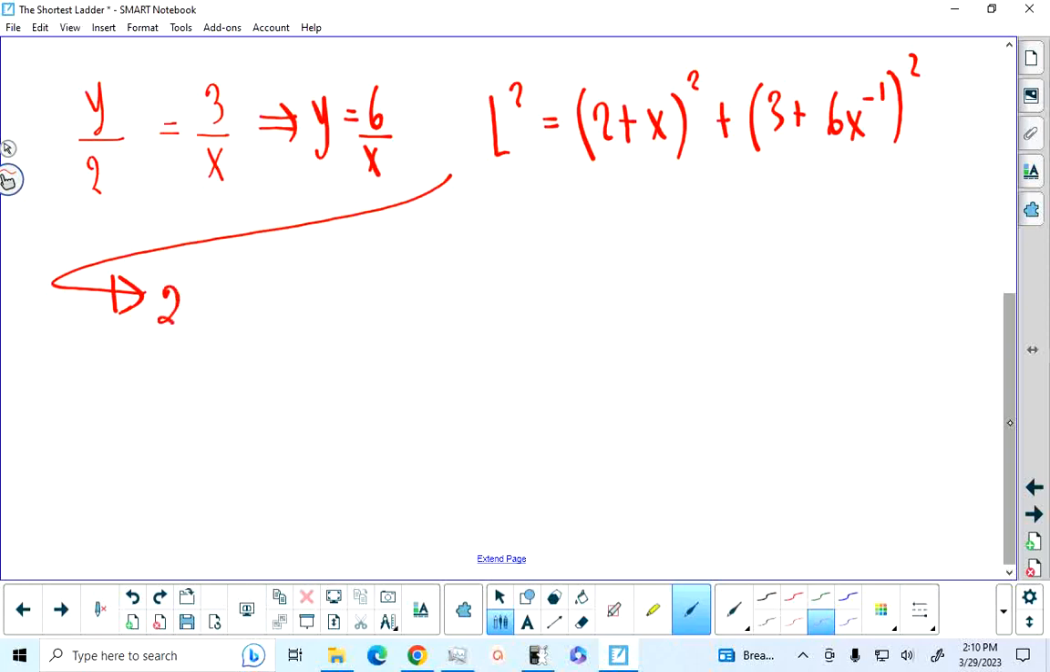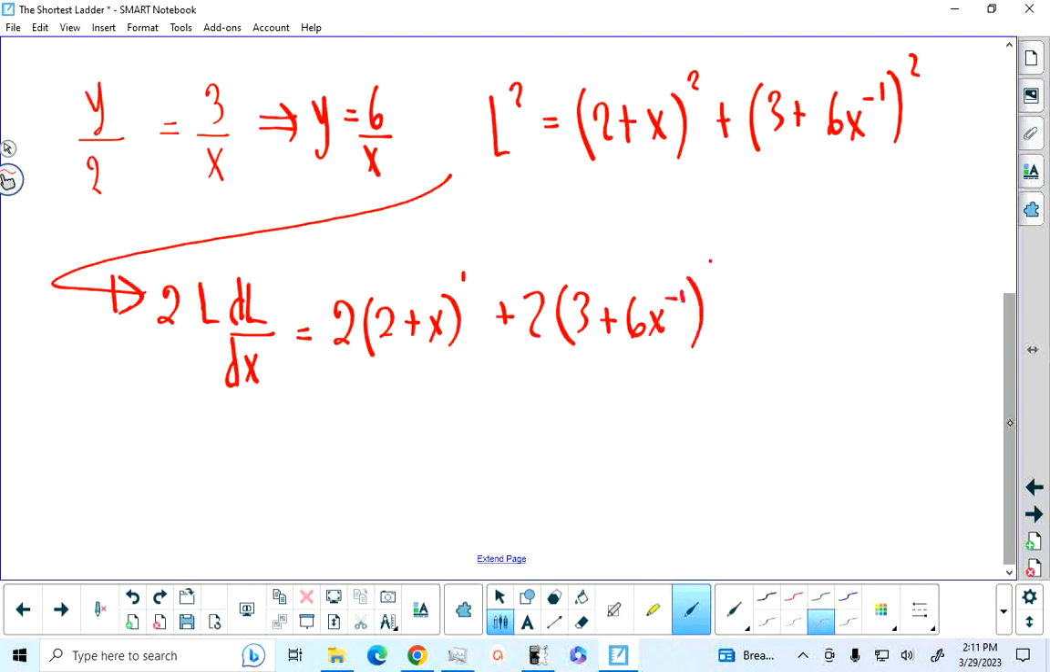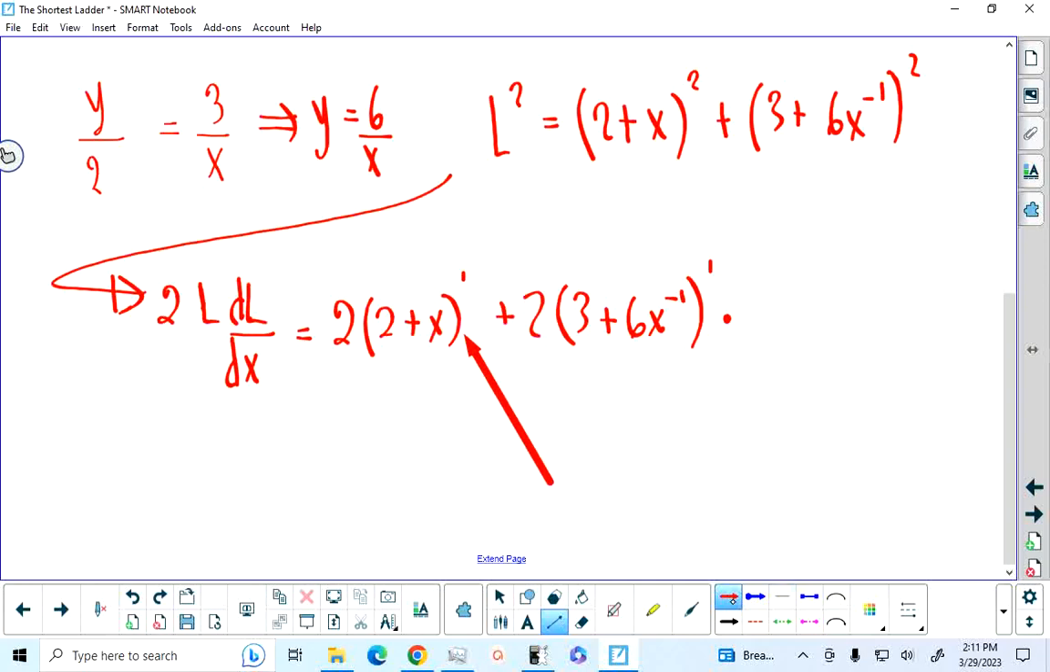If I differentiate everything with respect to x, which is what I'm doing, I'm going to get 2L dL/dx equals 2 times (2 plus x) raised to the 1 plus 2 times (3 plus 6x^-1) raised to the 1 times the derivative of what's inside. And I didn't have to worry about the derivative of what's inside, in other words, the chain rule here, because what's inside is 2 plus x and the derivative of 2 plus x is 1. So I didn't need to worry about that.